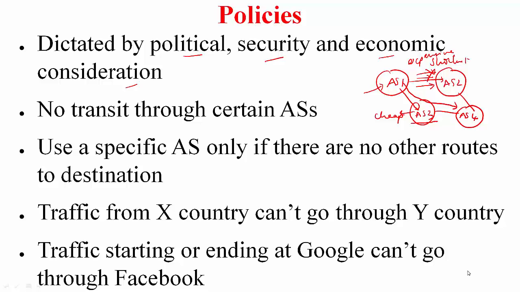Sometimes you may have even such rules. For example, if country X and country Y are at war with each other, you don't want traffic from X country to go through the Y country's routers. If Google is buying service from a given ISP, it may specify that whatever traffic that is originating or ending in it cannot go through the Facebook domain. This could be for security reasons. Now, how does one implement these policies as part of the routing? That is the challenge, which we will see soon.